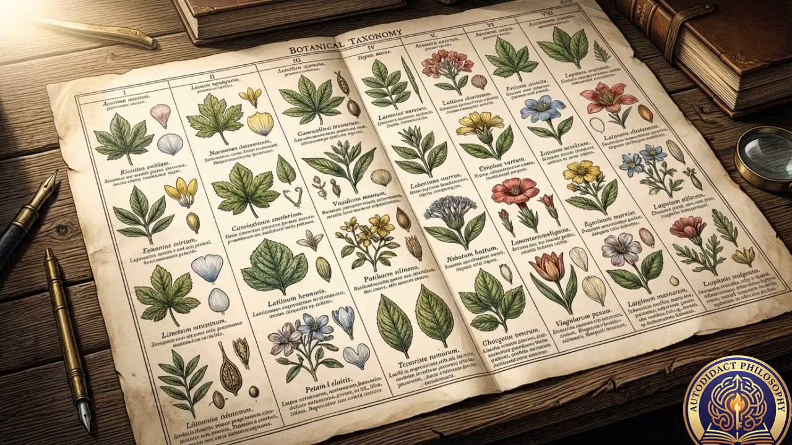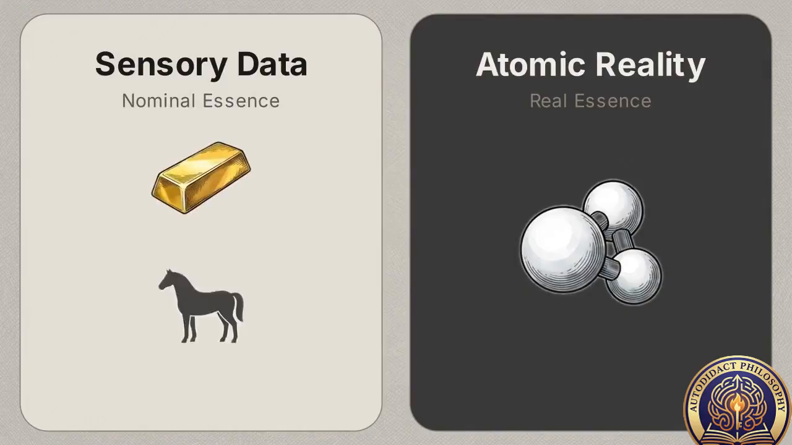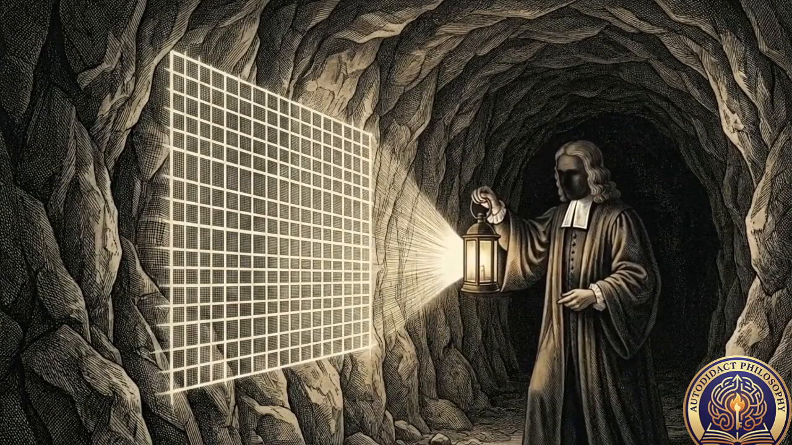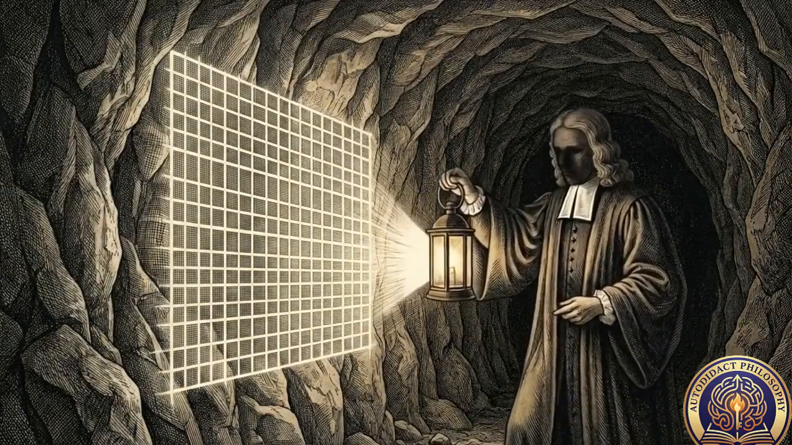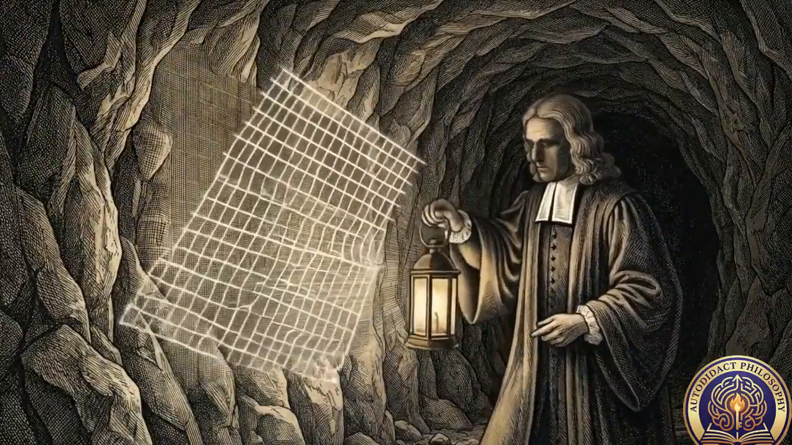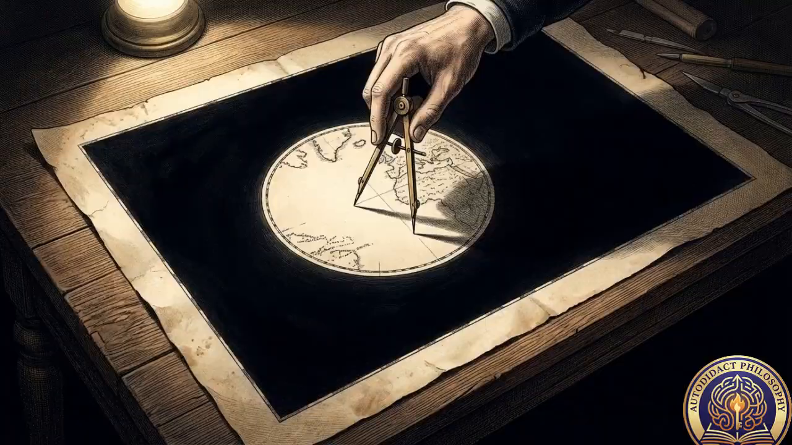Human language, scientific taxonomy, and classification systems are constructed entirely around these nominal essences. We sort things into categories, like gold or horse, based on the sensory data we observe, not on the underlying atomic reality we cannot see. Human knowledge is therefore fundamentally conventional. We project our human-made boundaries onto a dark and totally unknowable physical reality, mapping the limitations of our own minds rather than the architecture of the universe.